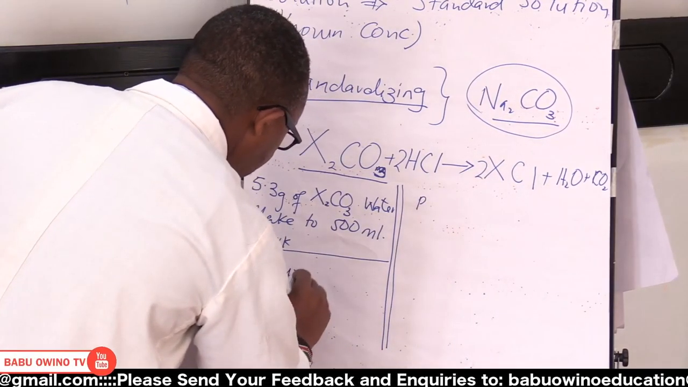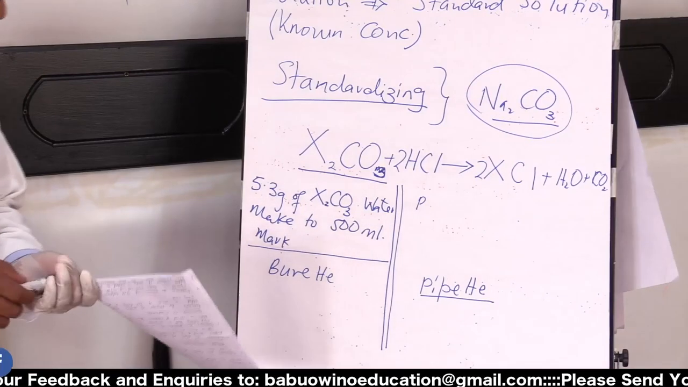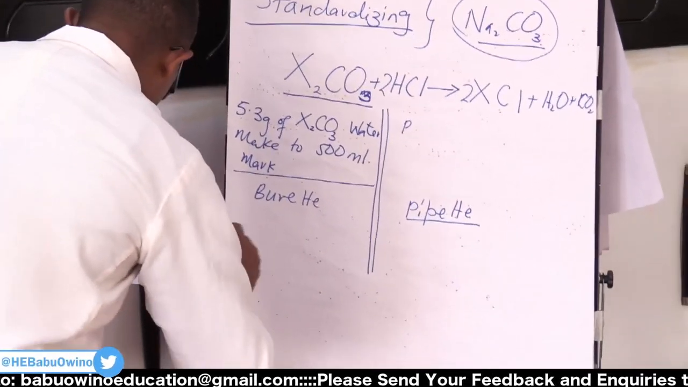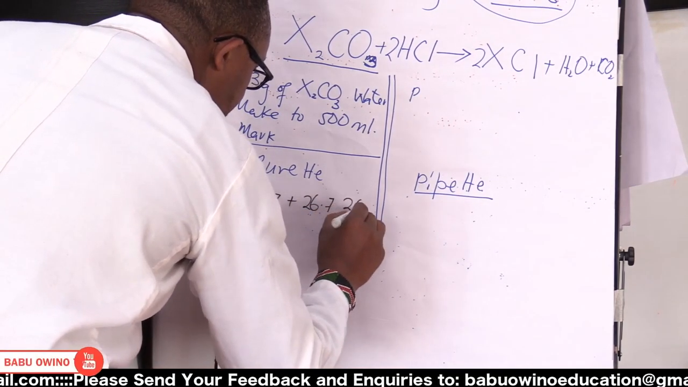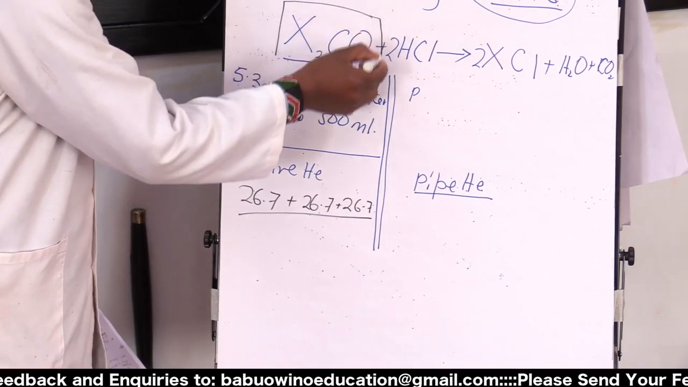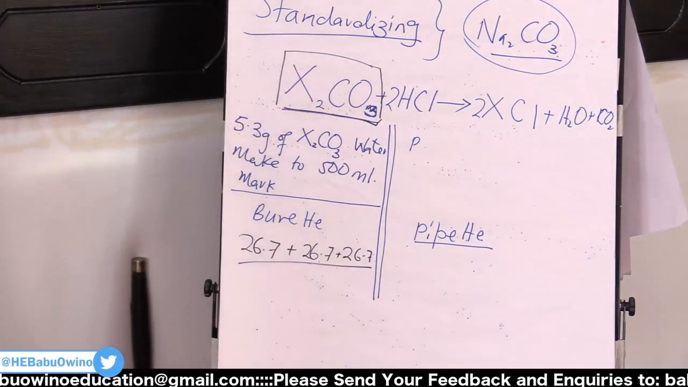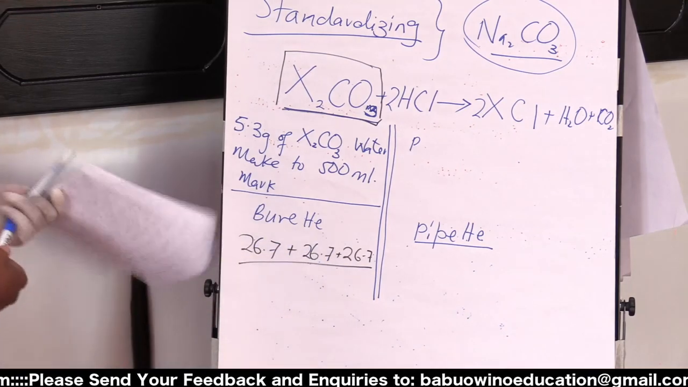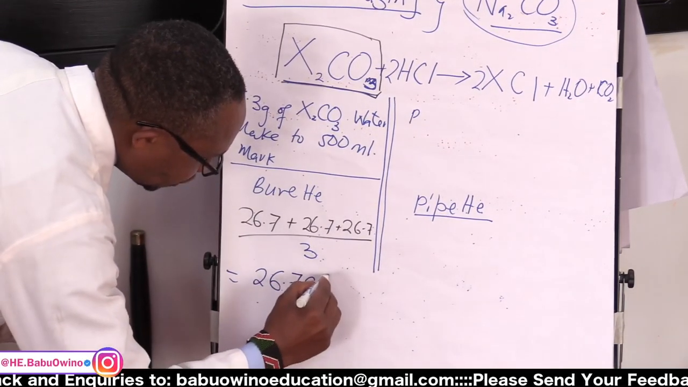Let us now have the burette here, and let us have the pipette here. My volumes in the burette would be, let's say, 26.7. So what is the exercise here? The examiner is now interested in working out the mass of this. After we work out the mass of this, we'll get the mass of X. These are theoretical values. So in this case, I got 26.7, 26.7, so I will average all of them, and therefore the volume in the burette is 26.7 cm³.